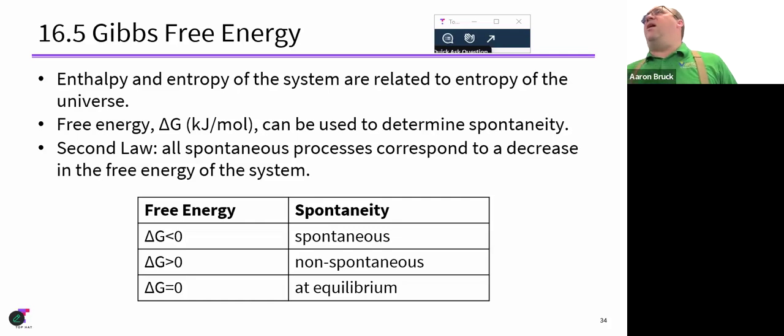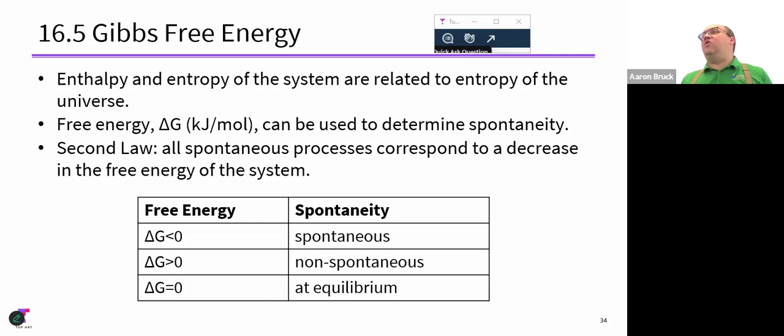And so we can rewrite and rethink the second law in terms of free energy. The second law of thermodynamics says that the entropy of the universe is increasing for a spontaneous process. Another way of thinking of that is that a spontaneous process has to have a negative free energy change. So if the free energy of a reaction is decreasing, that reaction will be spontaneous.